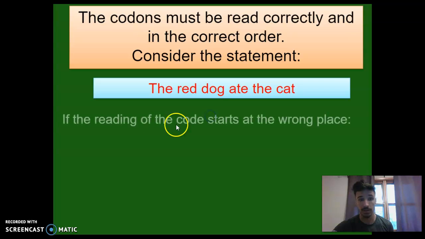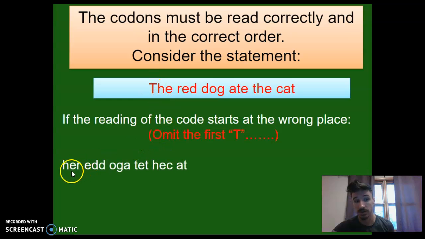I get it. Now, if the reading of the code starts in the wrong place, for instance, if we omit this T, if we forget that this T is here, "her ed aga tet hek at." That is this sentence with that T omitted and keeping all 3-letter words as much as we can until the end where there are no longer 3 letters. This is the same thing that can happen in translation when we are reading codon by codon.